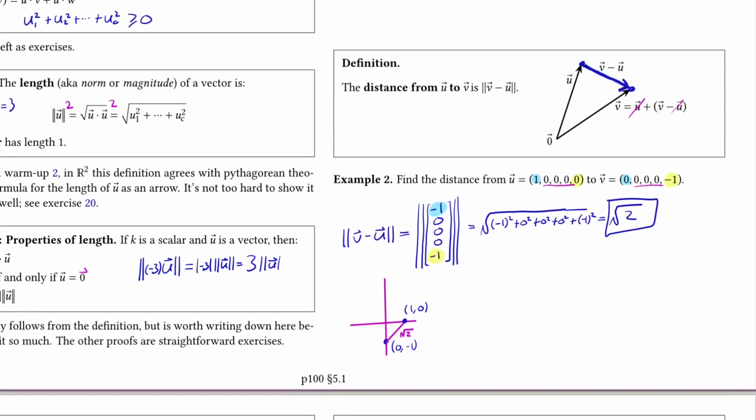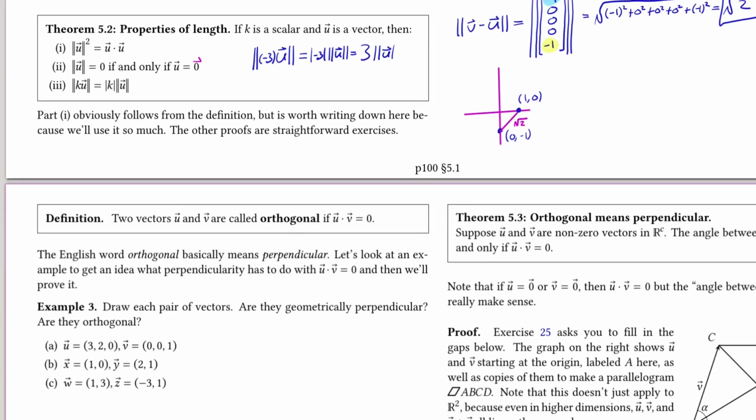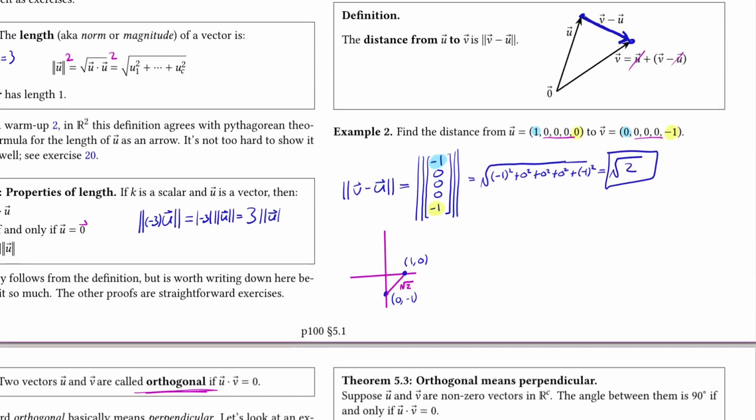All right, so in the next video, we will talk about orthogonality, what it means for 2 vectors to be orthogonal. It basically means perpendicular. We'll see why, but we'll talk about it then.